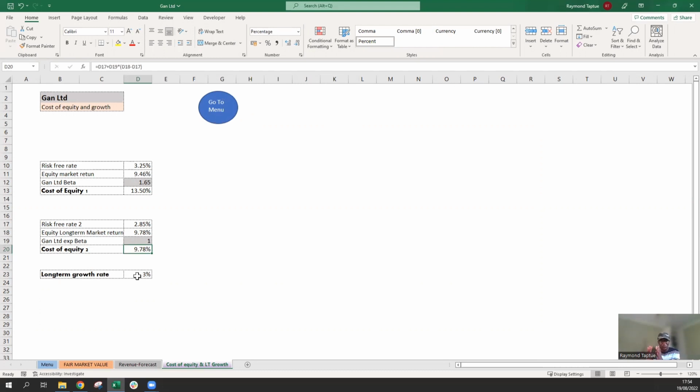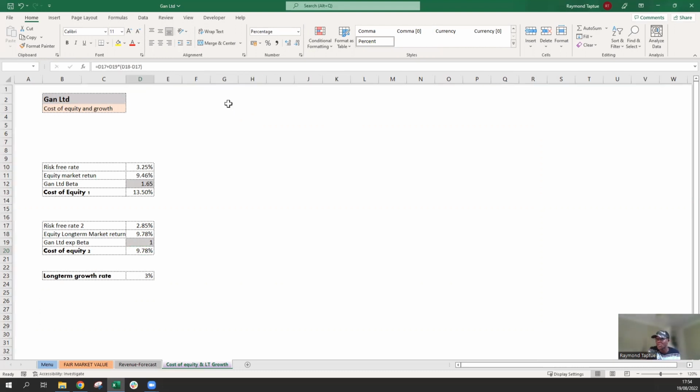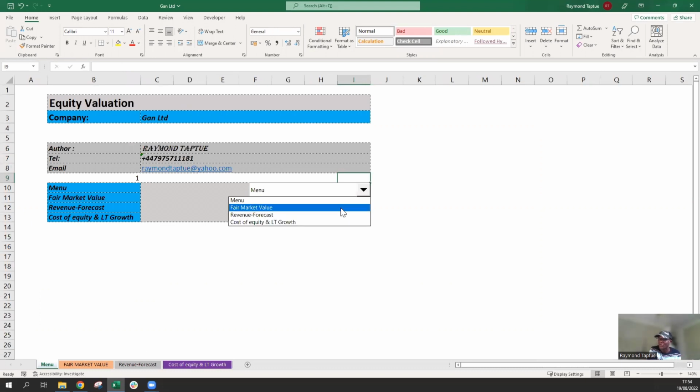However, because we consider this to be a key variable, we will have to assess the value of GAN Limited, the stock of GAN Limited, depending upon the different values of the cost of equity and revenue growth rate. So now we can go back to the fair market value.